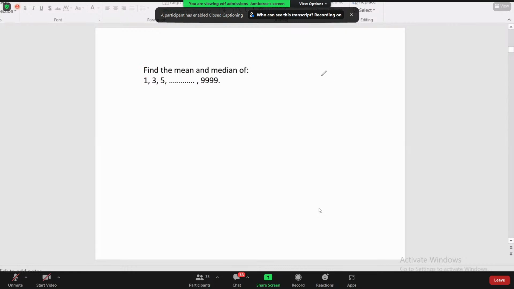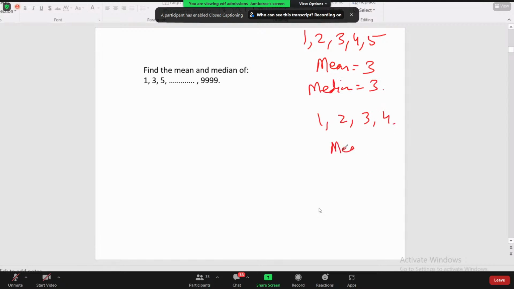The point is, if you look at the storyline of what we have discussed just now, we said if the series goes by 1, 2, 3, 4, 5, in that case the mean turned out to be 3 and the median also turned out to be 3. Similarly, when it was the case of 1, 2, 3, 4, the mean turned out to be 2.5 and the median also turned out to be 2.5.